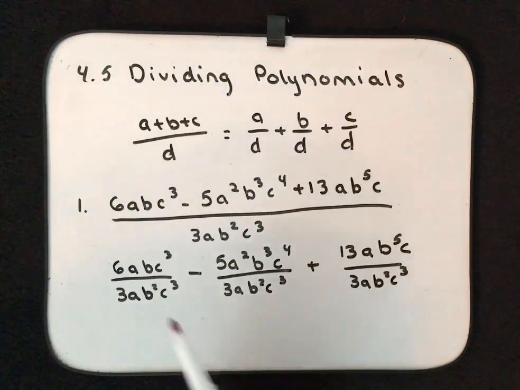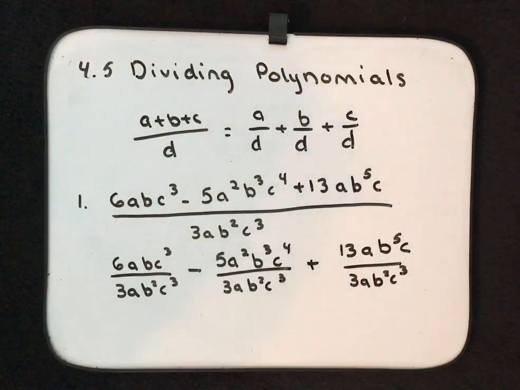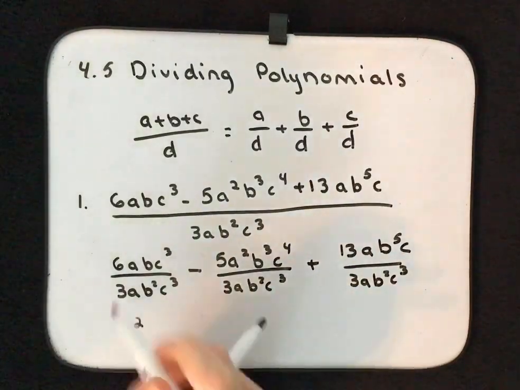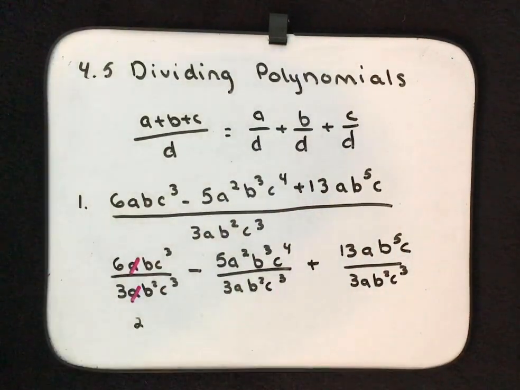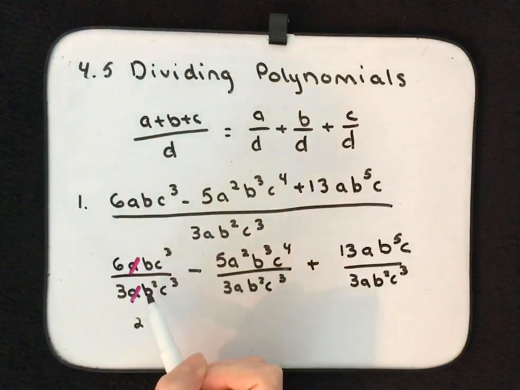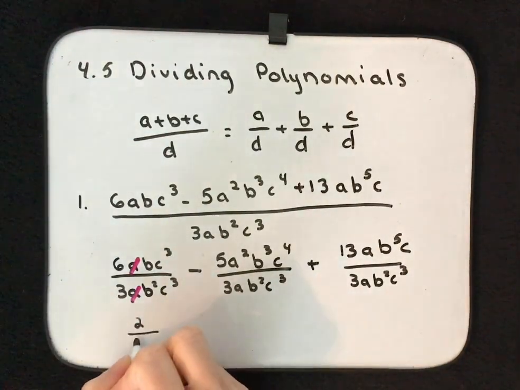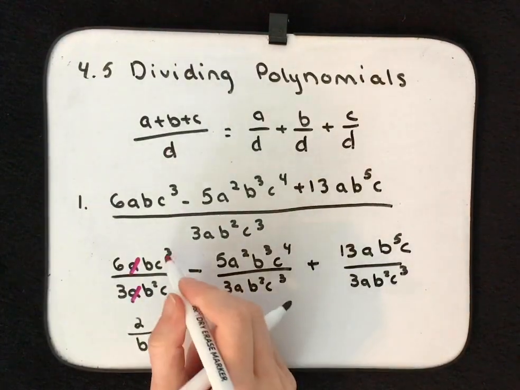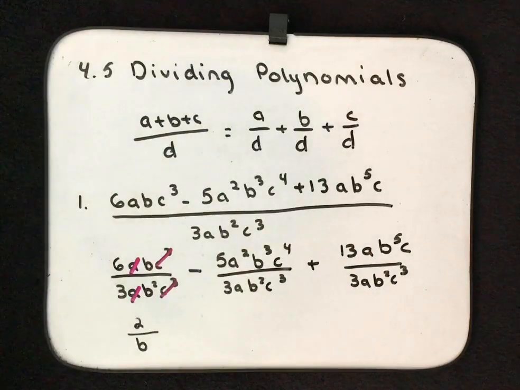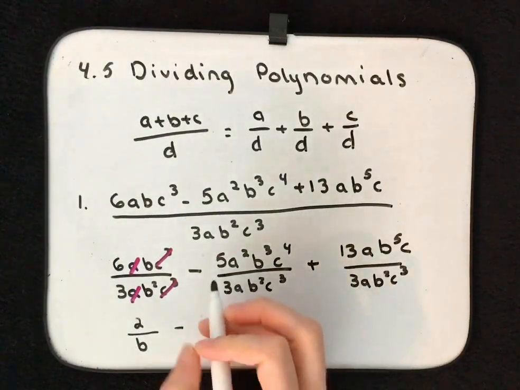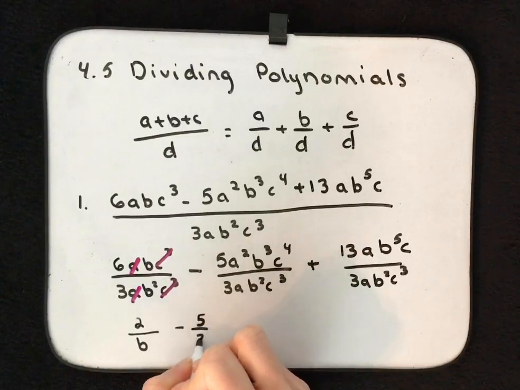Now we can simplify. 6 over 3 we can reduce to 2. A over a is going to cancel. Here we have b to the first over b to the second, which will simplify to 1b left over in the denominator. C to the third over c to the third will cancel. We have our subtraction from right here. 5 over 3, we can't really do anything with that, so it remains 5 over 3.